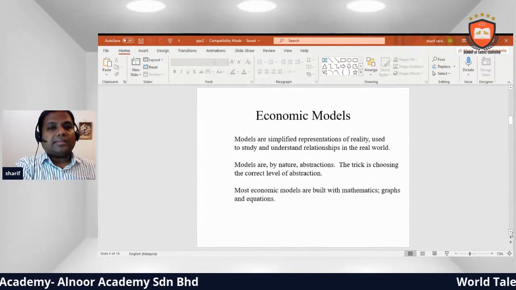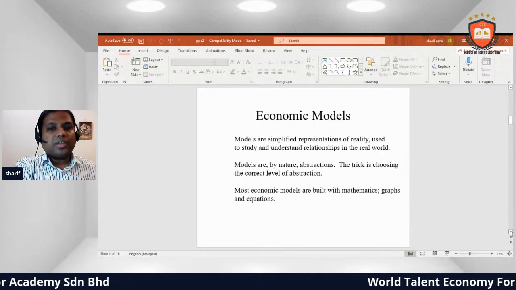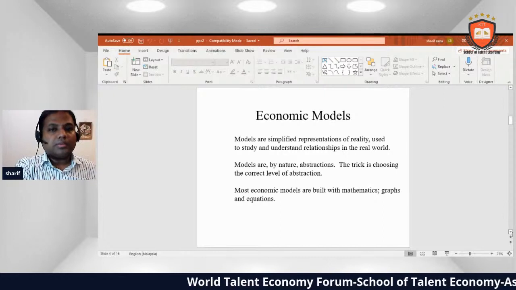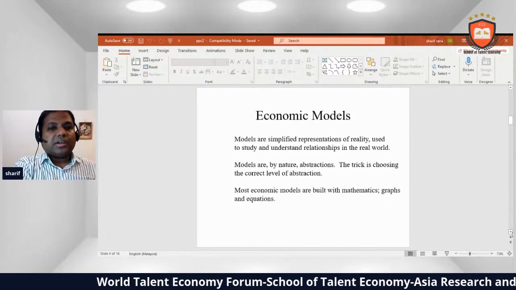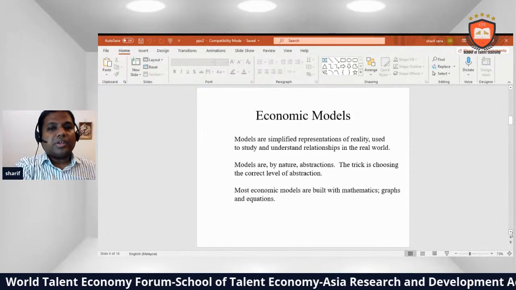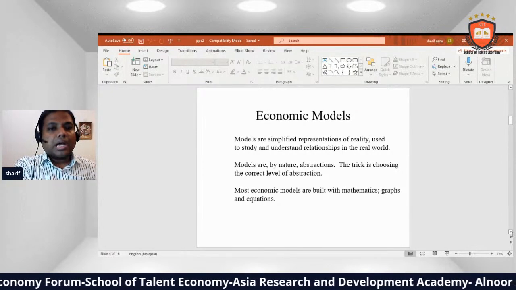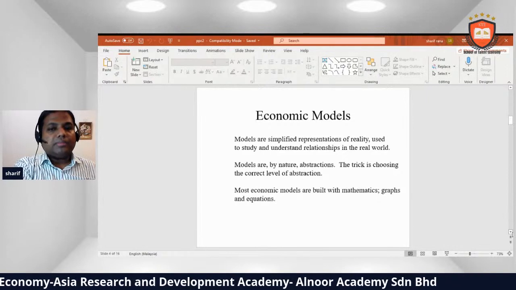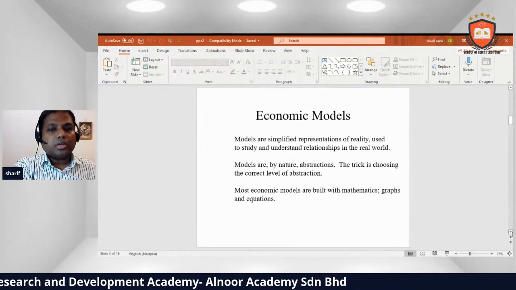Economic model. Models are simplified representations of reality used to study and understand relationships in the real world. Models are by nature abstractions. The trick is choosing the correct level of abstraction. Most economic models are built with mathematics, graphs, and equations.